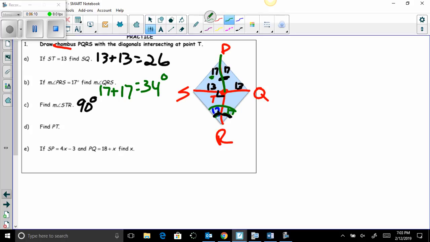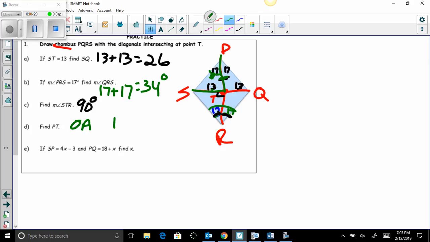I don't know that side. I want to find that side out that I just drew. I know this side is 13, and I know this angle. So think about how you would find side PT. If I'm at this angle, I know the opposite side is 13, and I want to find the adjacent side. So what deals with opposite and adjacent?